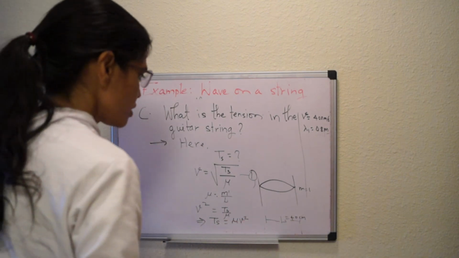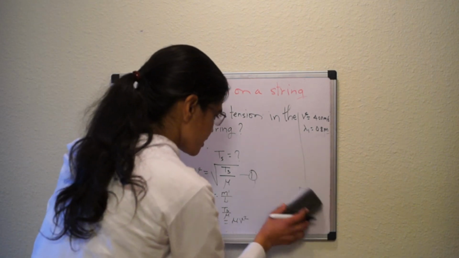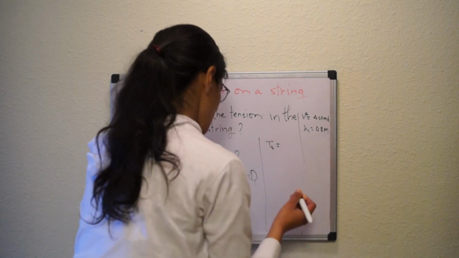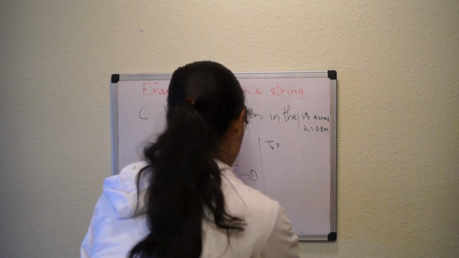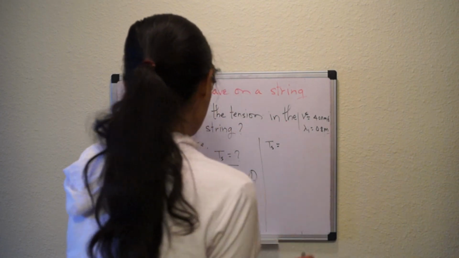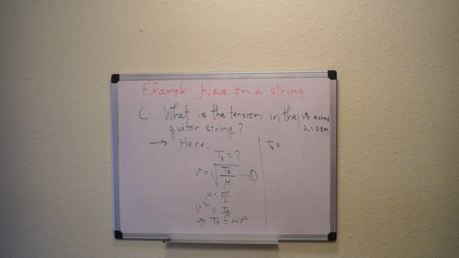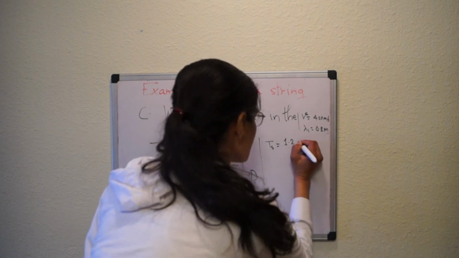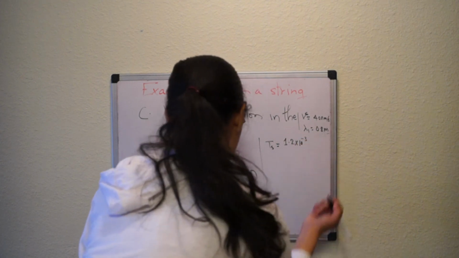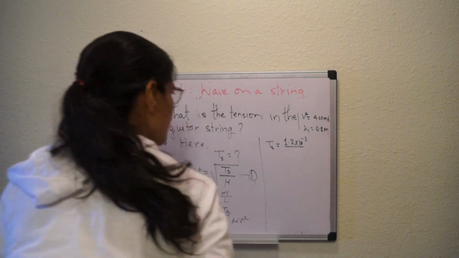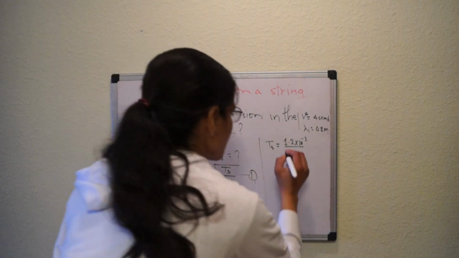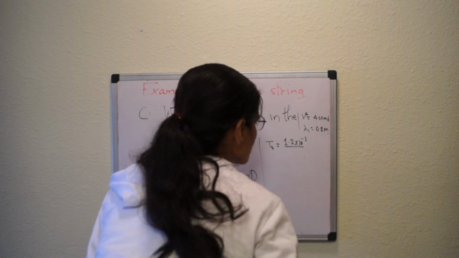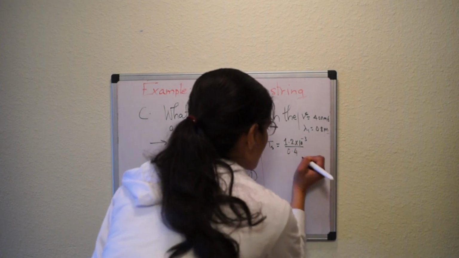So now I'm going to erase this diagram also here, okay? I need more space here to work on. So Ts is basically mu. Mu is what? Mass per unit length, right? Mass is what? We were given, what is the mass? 1.2 gram, right? So 1.2 times 10 to the power minus 3, mass per length. Length is what? 40 centimeter. So that is 0.4 meter, right?